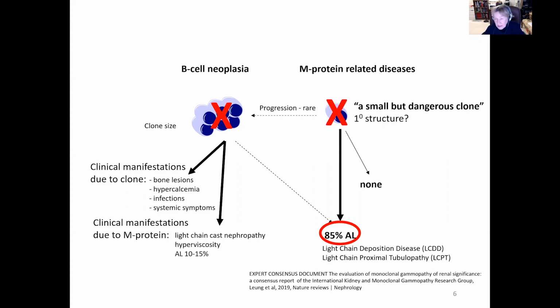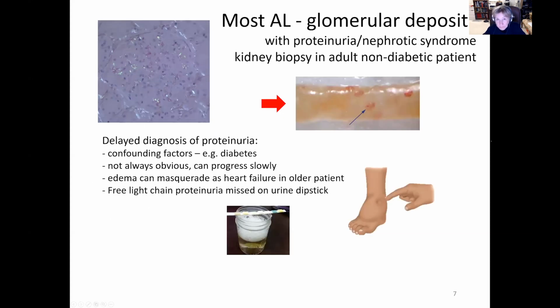And in terms of treatment, as my predecessors alluded to, we need to target the cells themselves, and the treatment, equally aggressive, is also applied to this small but dangerous clone. Now, in terms of kidneys, most patients with light chain amyloidosis have glomerular deposits, okay? This is a glomerulus, these little specks are deposits of amyloid, and most patients present with proteinuria, many with nephrotic syndrome. And in an adult, non-diabetic patient, the presence of the nephrotic syndrome in particular is an indication for a kidney biopsy.